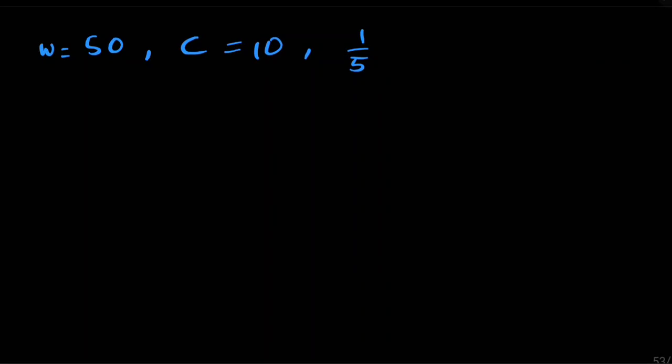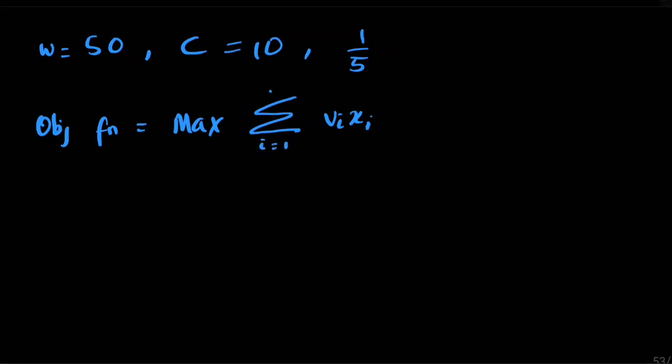And as usual, for modeling this problem, the objective function would be to maximize, right? We want to maximize our value. So we want to maximize the sum of VI, XI, from I equals 1 to n.